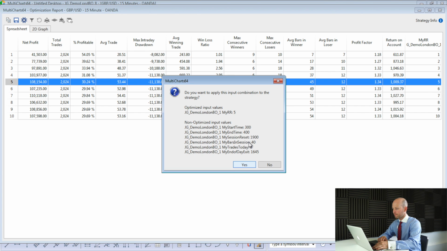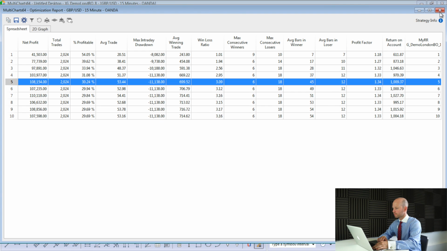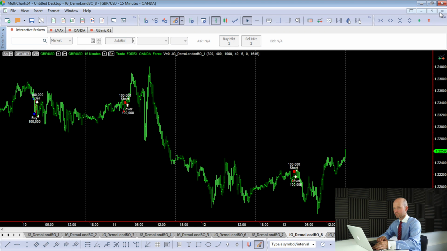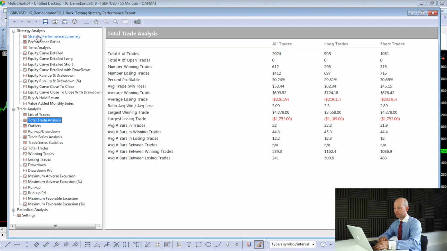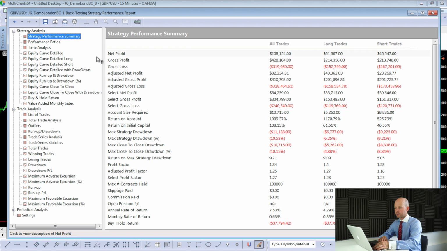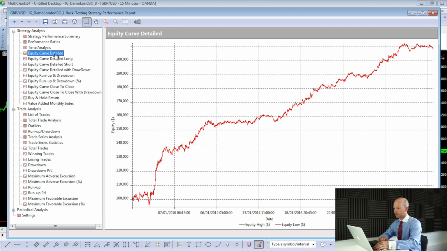So let's apply that and see how it looks in the performance report. We've got less trades, obviously, because we've only got an hour for those trades to trigger before we cancel the order. Average trade, we already know, is larger. The percent profitable is quite low because we're using a 5-to-1 reward to risk ratio. We already know that we're making 108,000. And the equity curve is fairly unchanged.